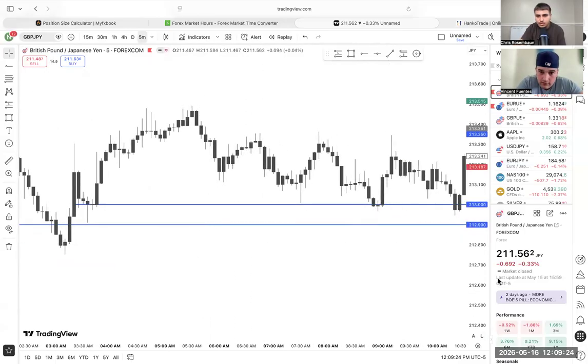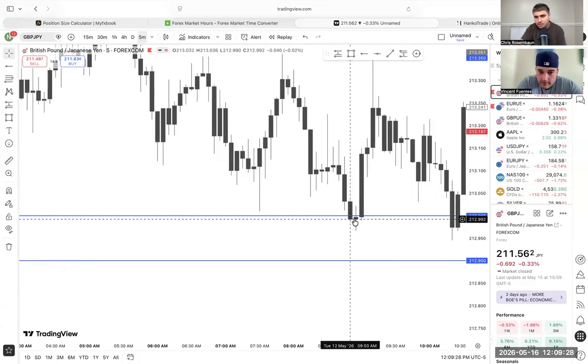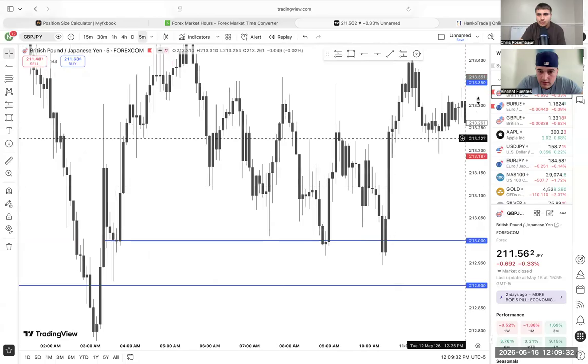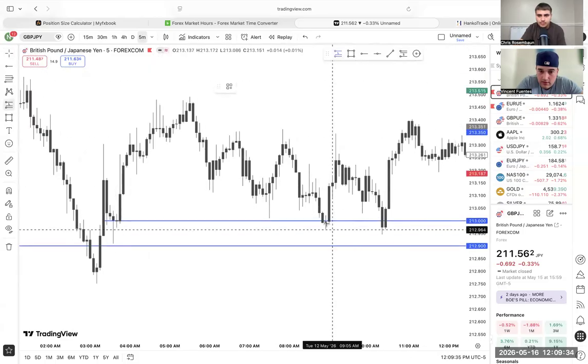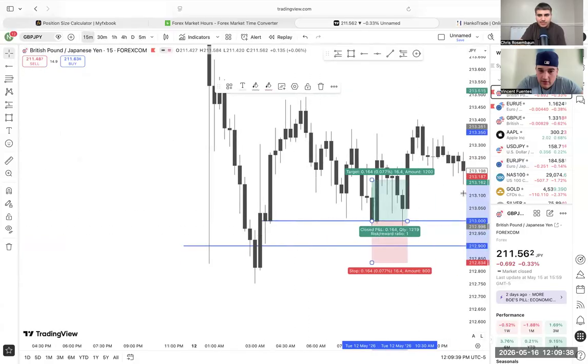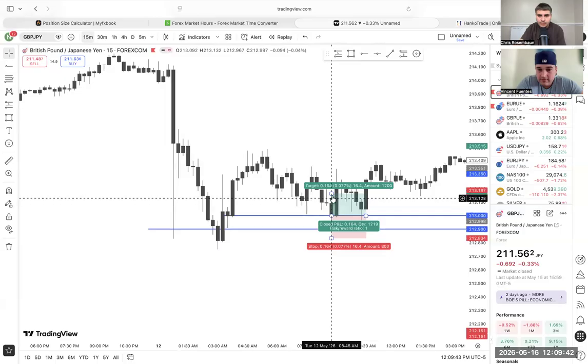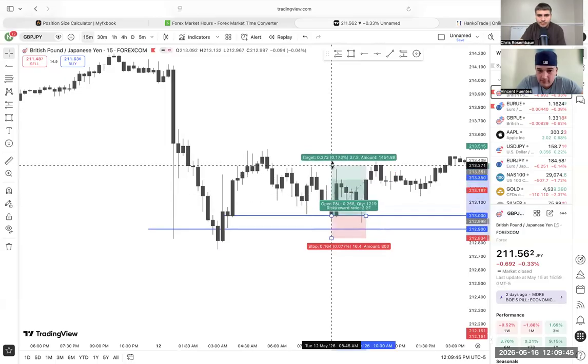So all you do is wait for price to come, shoot down, touch, and this is where you enter. This is your entry. As soon as price touches right there, you don't want to sit on the 5 minutes. You get manipulated. So just sit on the 15 right here.